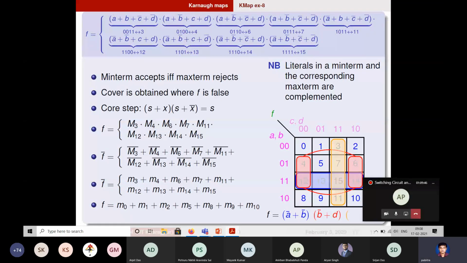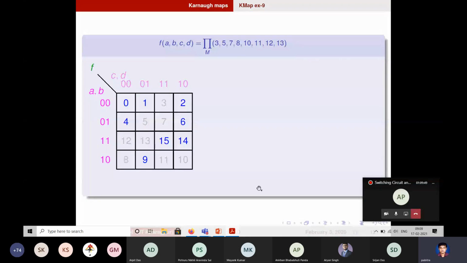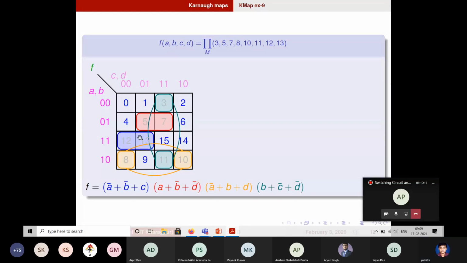Okay, here is another example. This is the pi notation. So this is 1, this is 1, this is 1, this is 1, and I'm writing down the corresponding values. This is 1, this is 1. Note that I'm looking at the false min terms. I'm not looking at the true min terms. I'm looking at the false min terms. Okay, I think I'm done with this.